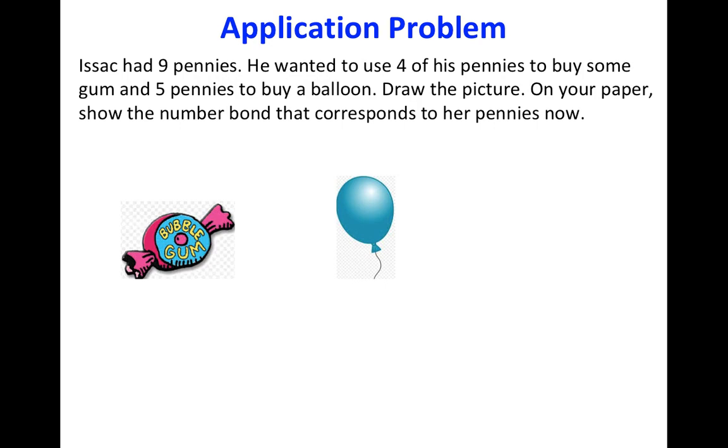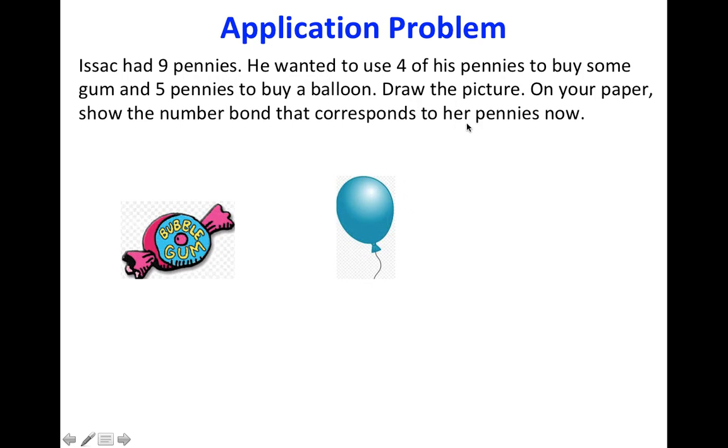I'll read it now. It says: Isaac had 9 pennies. He wanted to use 4 of his pennies to buy some gum and 5 pennies to buy a balloon. Draw the picture, and on your paper, show the number bond that corresponds with his pennies.